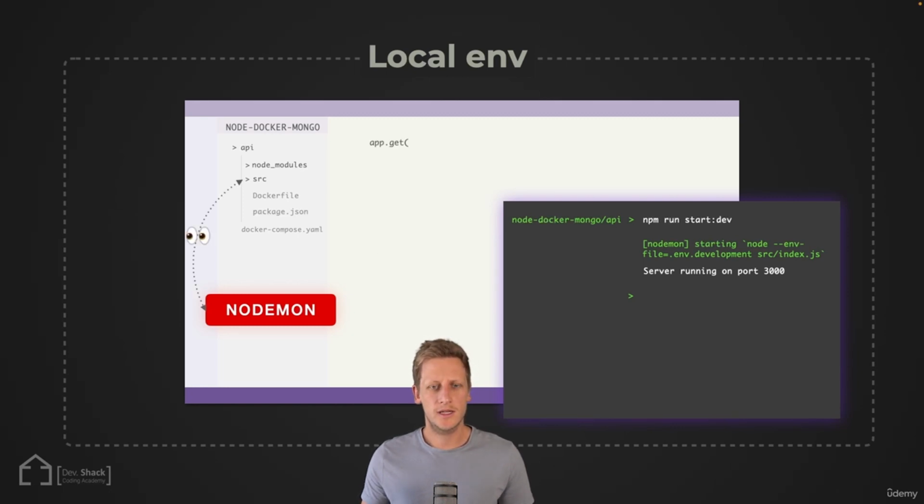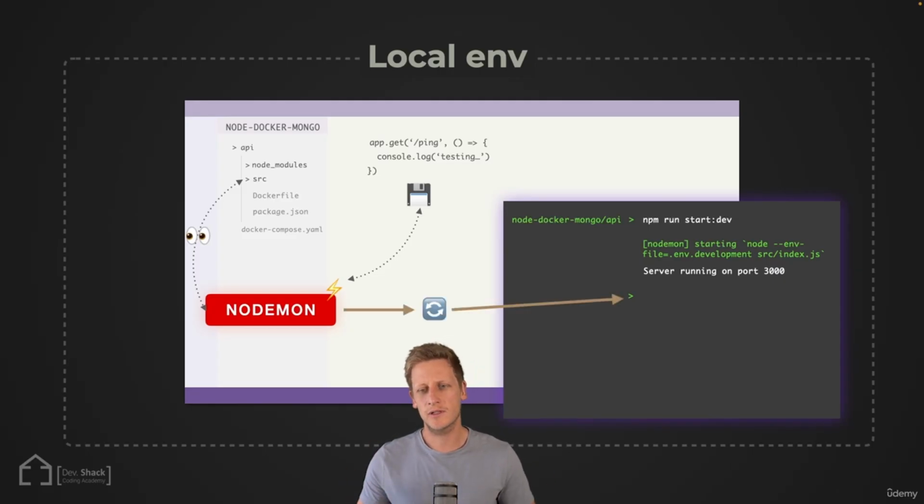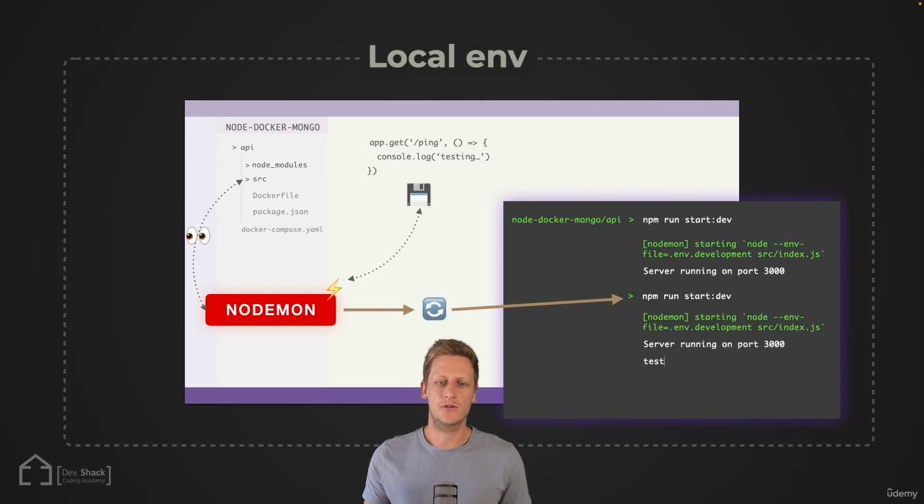And if NodeMon detects any changes, so if we write some code in Visual Studio Code and click save, it detects that there were changes, refreshes our development environment, reruns this npm run start dev command, and kicks off our server again. This time it's going to reflect any changes that we made in our code base. And this all happens instantly and makes our development experience really smooth and efficient.